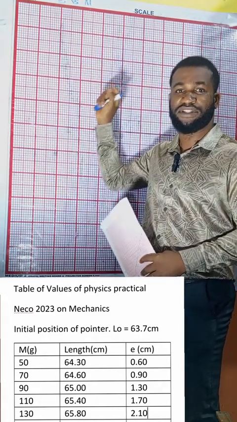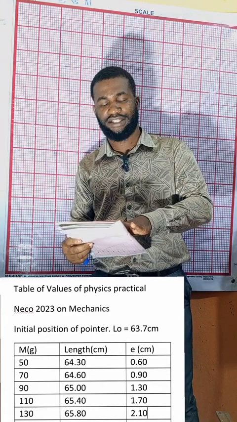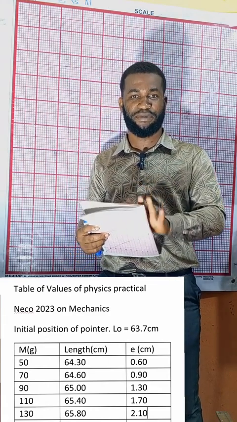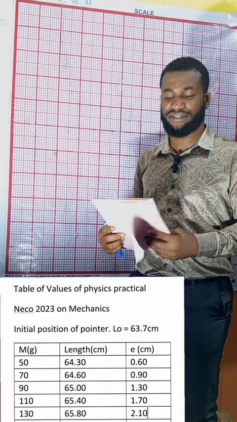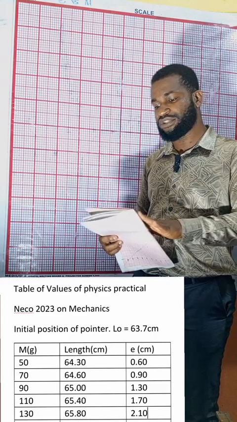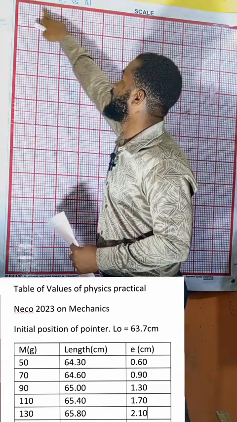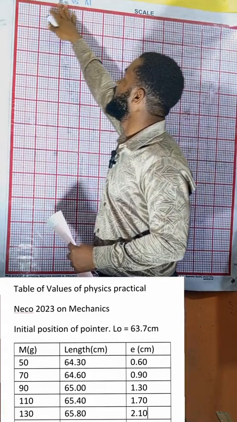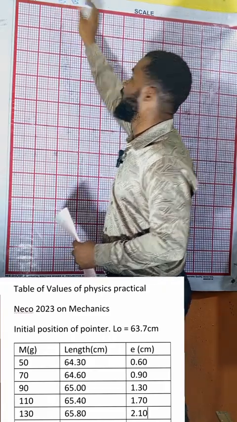If this is the first time you are seeing this video, you should know that the practical has already been conducted, and the table of values is pasted on the screen. When you look at it, you see that we are plotting extension against mass. So the title is E versus M. That is a graph of E, extension, against mass, or E versus mass.